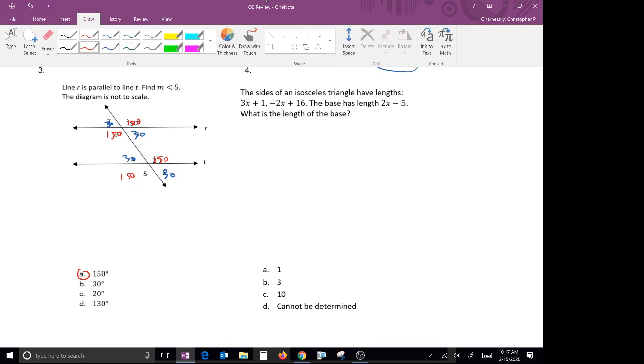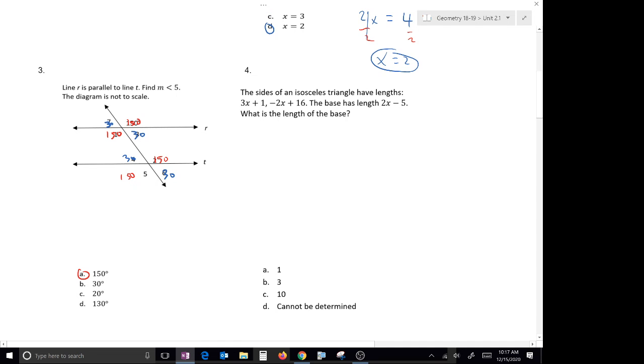Number 4. Sides of an isosceles triangle have lengths 3x plus 1 and negative 2x plus 16. The base has a length of 2x minus 5. What's the length of the base? So if there's no picture, we're going to go ahead and draw an isosceles triangle. And we'll go ahead and label our sides. So this is 3x plus 1. This is negative 2x plus 16. And the base is 2x minus 5.